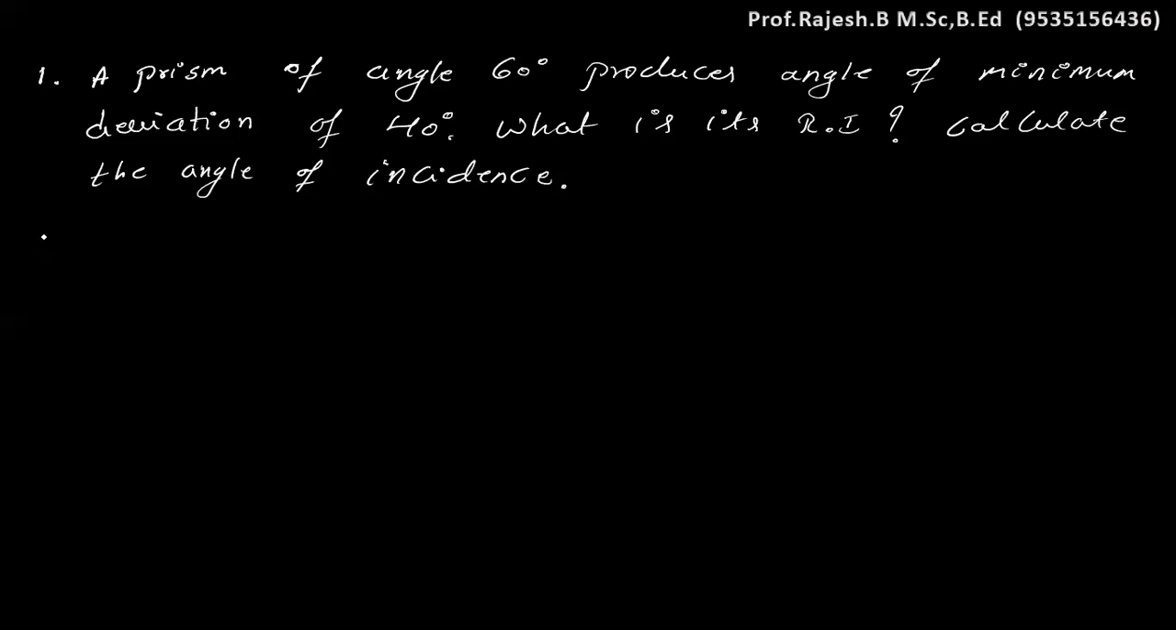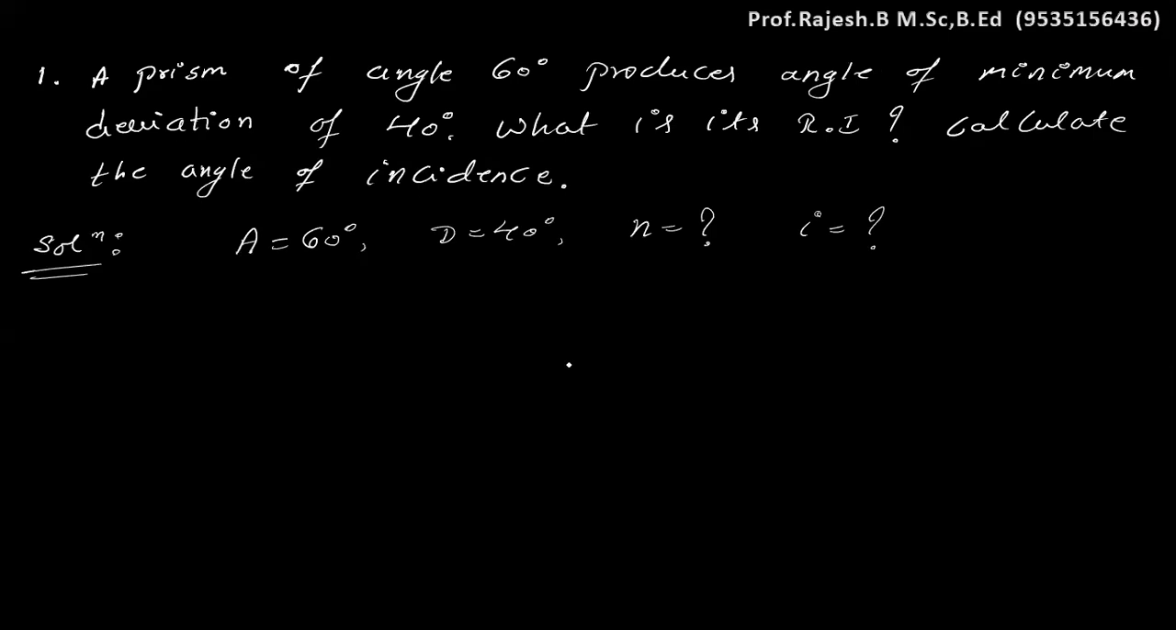So first, let's write what are the given things. The angle of prism is given as 60 degree. The angle of minimum deviation is given as 40 degree. What is its refractive index, and calculate the angle of incidence. So use the prism formula for this.